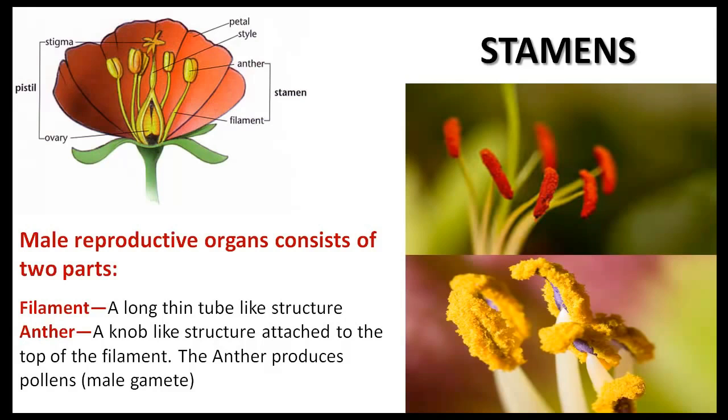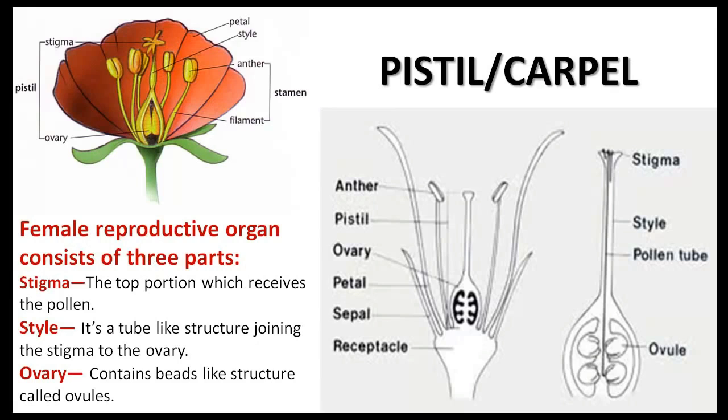They are the male reproductive organs and consist of 2 parts. A filament, which is a long, thin, tube-like structure, and an anther, a knob-like structure attached to the top of the filament. The anther produces pollen, which are male gametes. The innermost part of a flower is called the pistil or the carpel. It is the female reproductive organ.